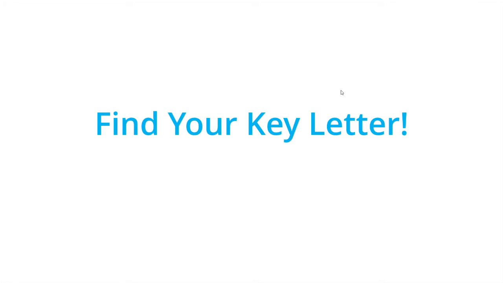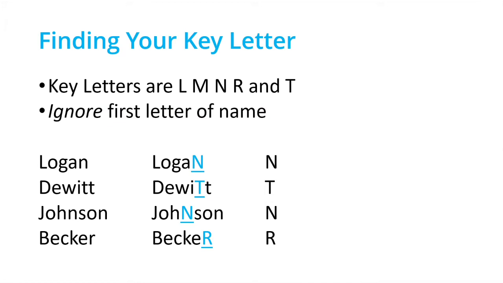Step 2, let's find our key letter. Let's remember that the key letters are the consonants L, M, N, R, and T in a surname. And that is ignoring the first letter of the name, because in the previous step, we pulled the book for all names that start with the same first letter. So the key letter is made up of everything else in the surname other than your first letter. And you want to identify your key letters reading left to right across the name.